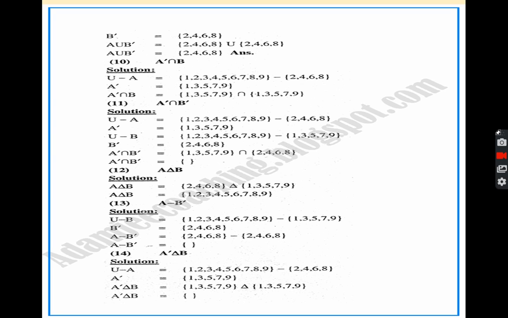So now A complement symmetrical difference B. We will firstly put the value of A complement which we found above, then symmetrical difference, and then we will put the value of B. So the answer is null.